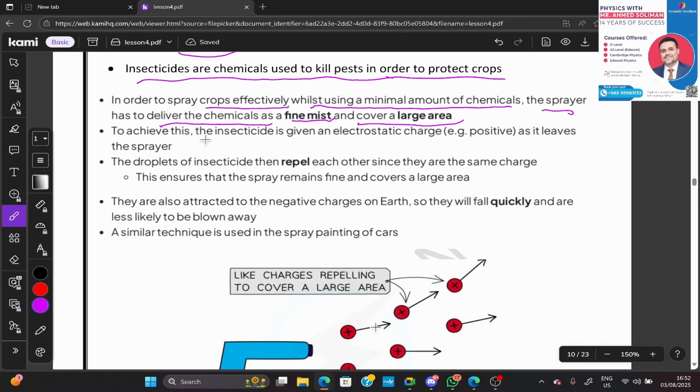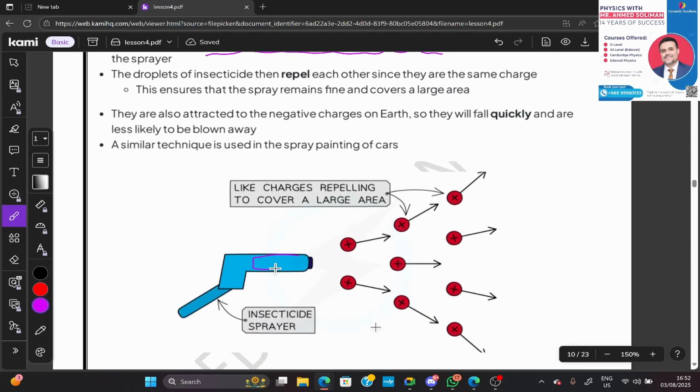Okay, to achieve this, the insecticide is given an electrostatic charge. So the idea is what? The liquid inside the insecticide must be charged. Okay, it will be charged by friction due to the gun because it's moving fast. And because all droplets have the same charge, they will repel, so they will move away, so it will spread out and cover a large area. So the droplets of insecticide then repel.